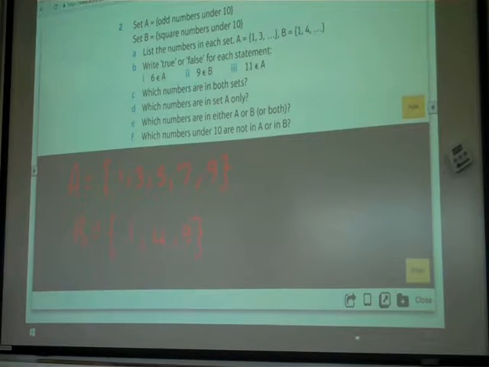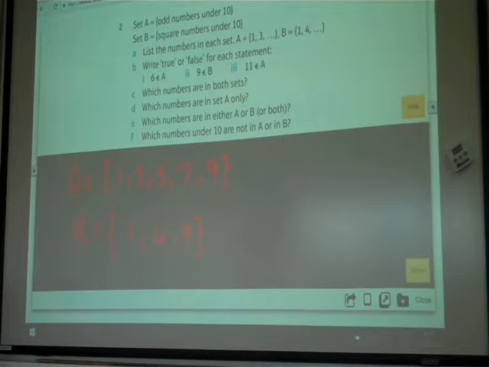Okay, so write true or false for each statement. 6 is an element of A. False, because 6 is not in A. 9 is an element of B. True. And 11 is an element of A. False, because it's not there. Which numbers are in both sets? 9 and 1.